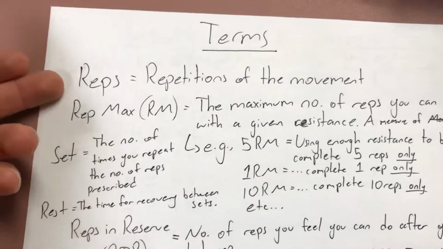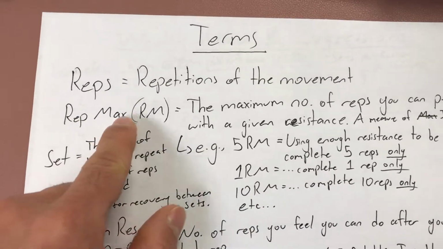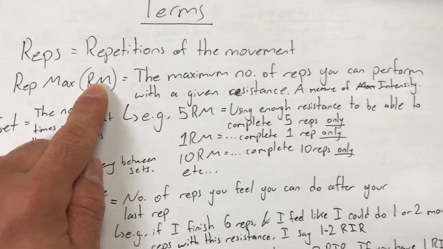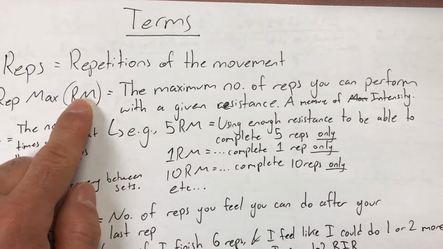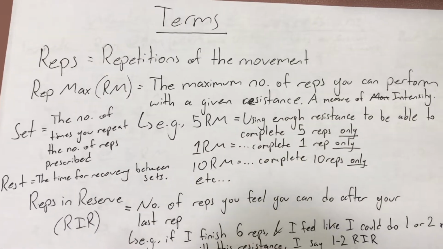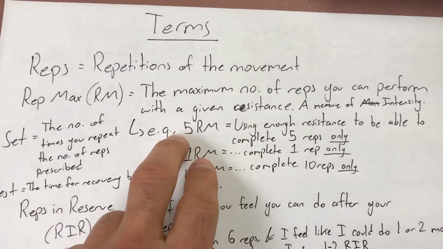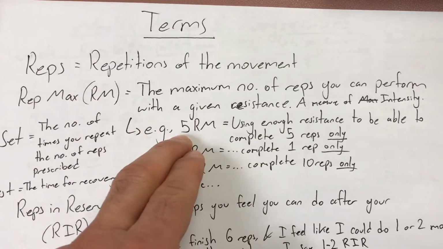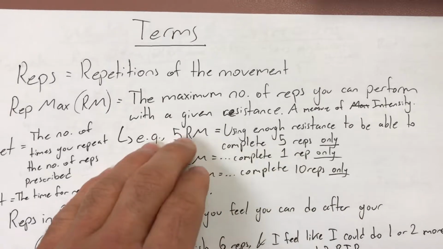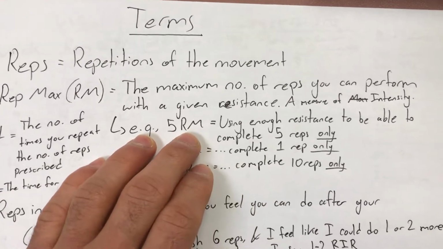So reps, very straightforward, the repetitions of movement. A rep max, also known as the RM, is the maximum number of reps you can perform with a given resistance. It's also a measure of intensity. So for example, if I say we're going to do 5 reps at 5 RM, that means we're going to do 5 reps with a resistance or at an intensity that will only give us 5 reps, because we can only do 5 reps with that.